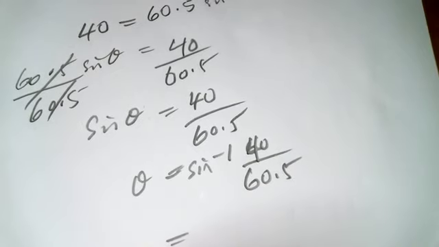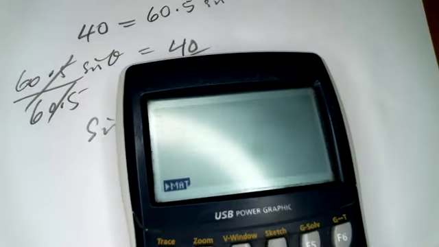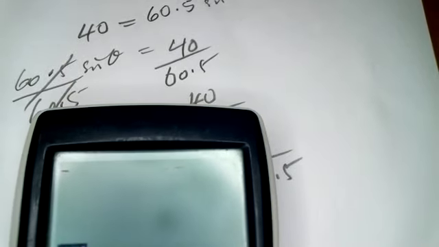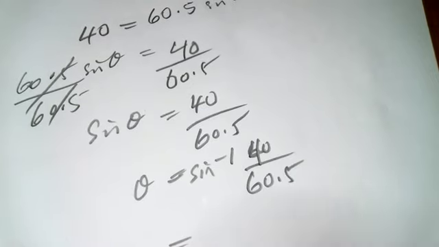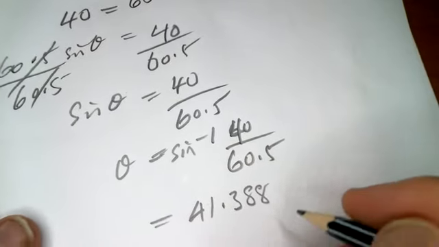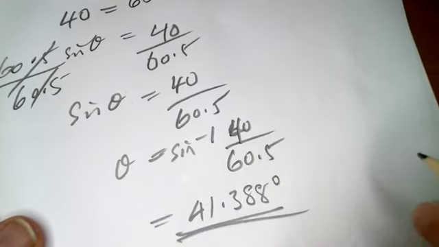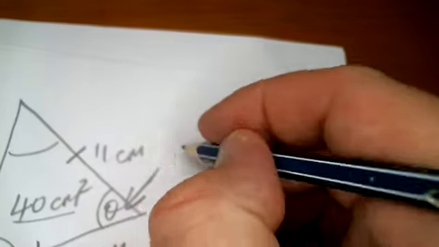All right, so if we do that on the calculator, let's have a play with that. So the arc sine of 40 divided by 60.5, and we get 41.388. I'm going to keep all the decimal places in for the time being. So that's the top. That's the apex. So this is theta. This is this bit here.